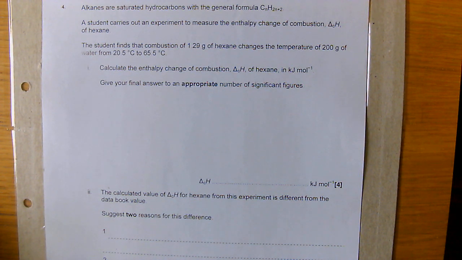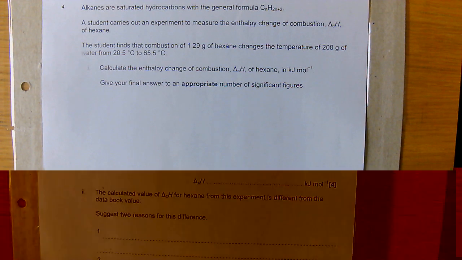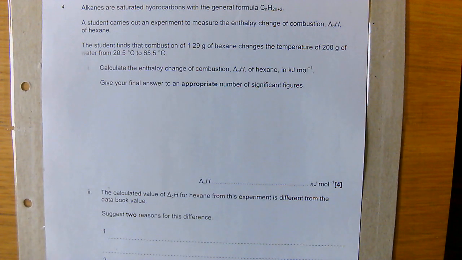So let's have a look at question 4. Alkanes are saturated hydrocarbons with the general formula CnH2n+2, and that's just a lead into the question. A student carries out an experiment to measure the enthalpy change of combustion of hexane. The student finds that the combustion of 1.29 grams of hexane changes the temperature of 200 grams of water from 20.5 to 65.5 degrees C.